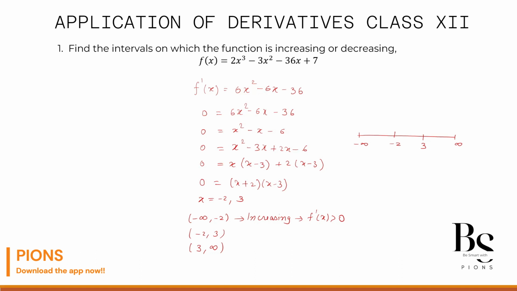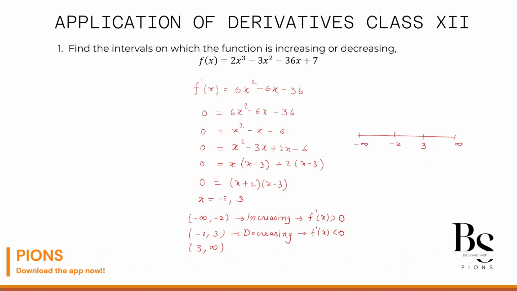Let's take another value between minus 2 and 3. I am taking 0. Putting 0 in f prime 0 will straight away give you 6 times 0 square minus 6 times 0 minus 36. So this will straight away give you minus 36, a negative value. So the given function is decreasing in this interval, because f prime x is less than 0. Clear?